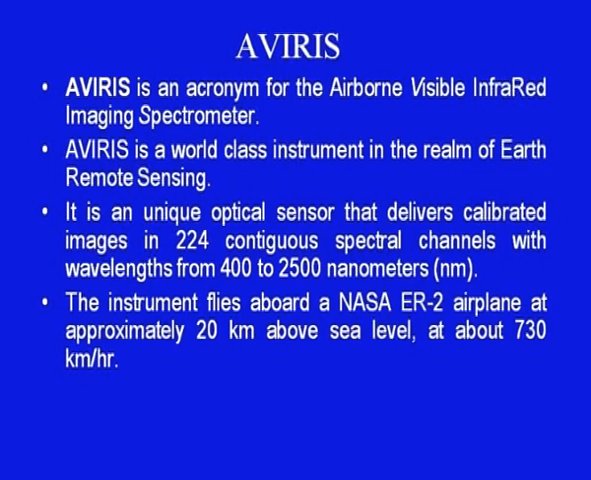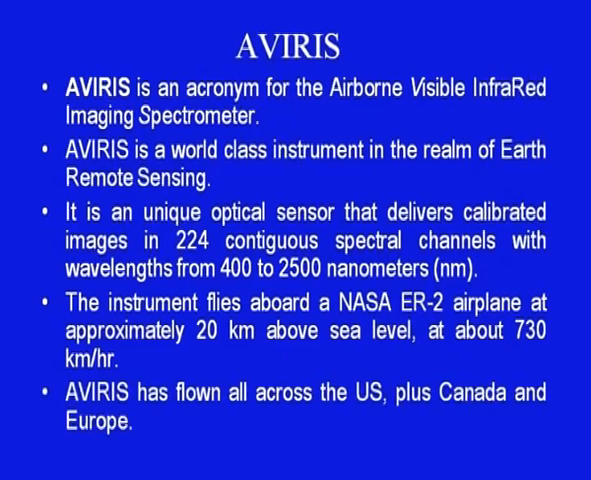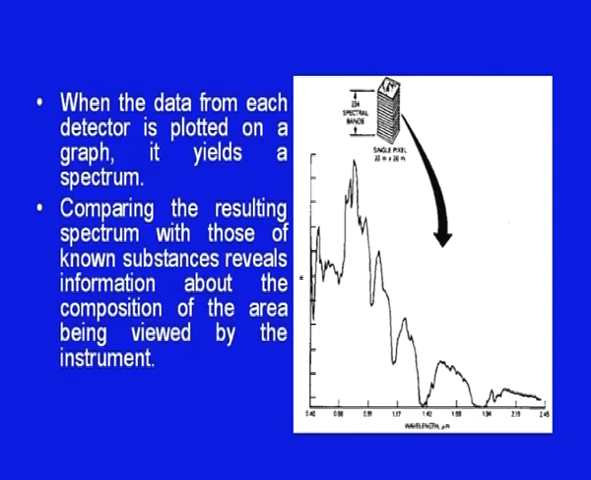The instrument flies aboard a NASA ER-2 aeroplane at approximately 20 kilometers above the Earth's surface with a speed of about 730 kilometers per hour. AVIRIS has flown all over USA plus Canada and Europe. When the data from each detector is plotted on a graph, it yields a spectrum.